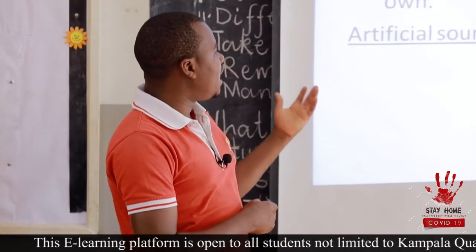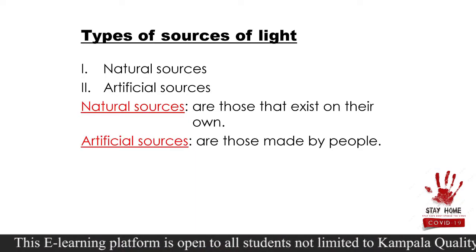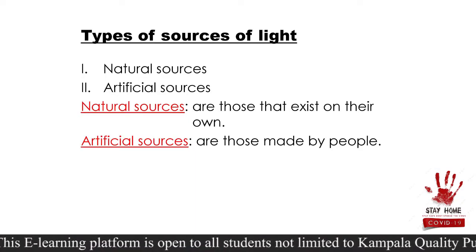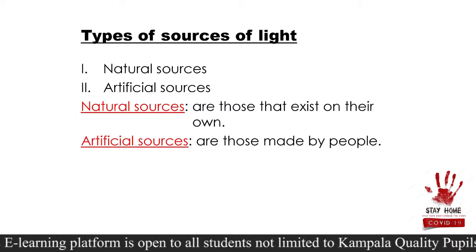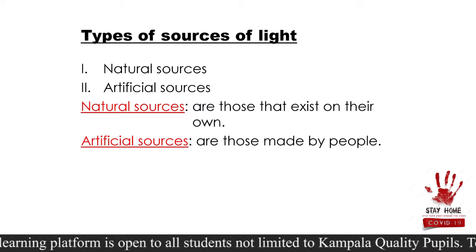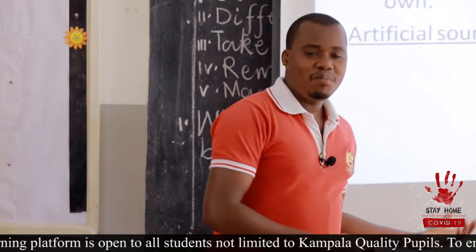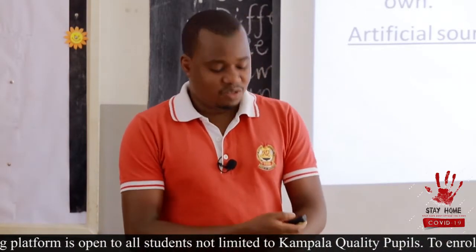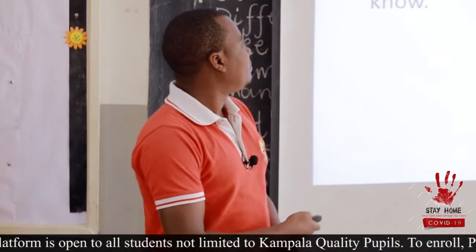And then what are the artificial sources? Artificial sources are those that are made by people. Sources of light that are made by man, that are made by people, are called artificial sources of light.